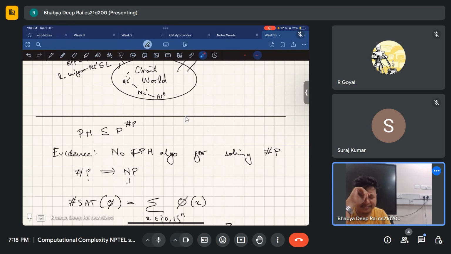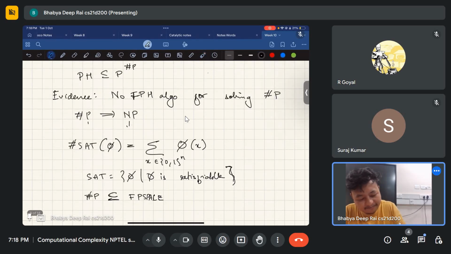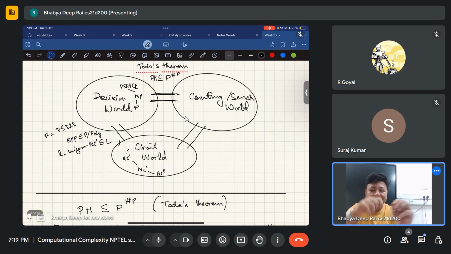If you were to make a single query, but yeah, okay, fine. That is true. So we have this now, right? This is Toda's theorem, and this is why it's so important. He also won a Gödel Prize for this result. It is quite surprising, and it was a vital step to bridge the gap between counting and decision.